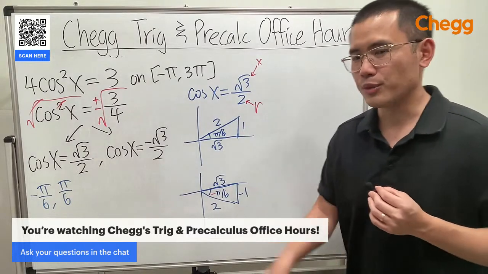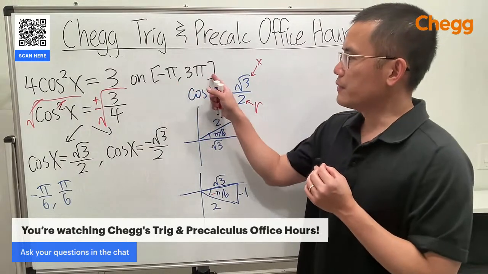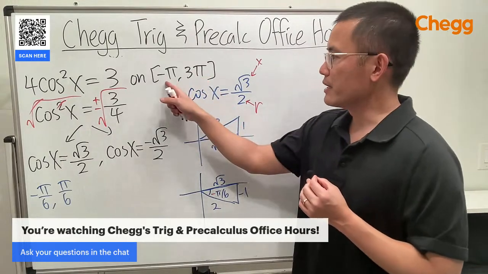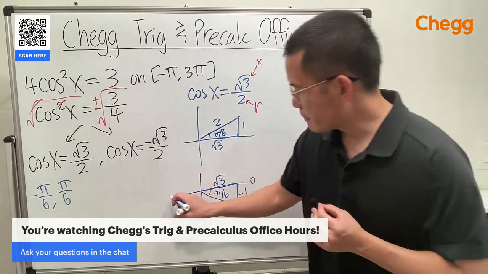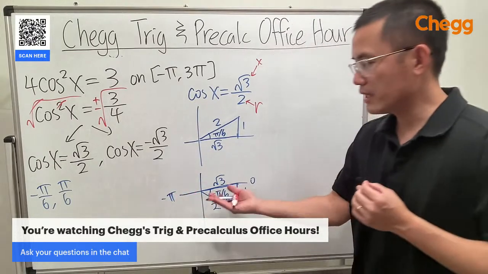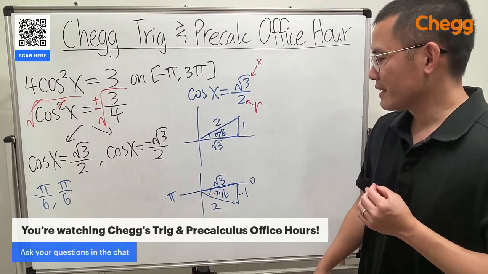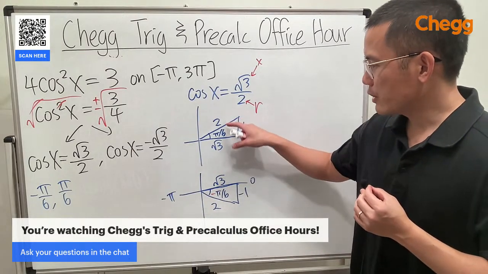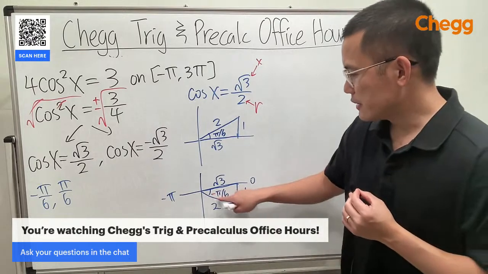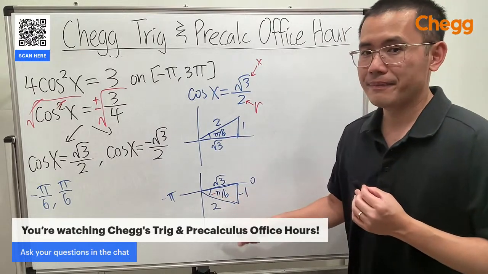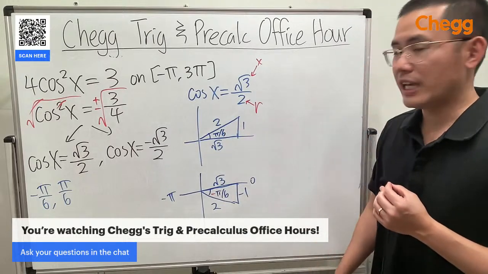Now we have to think about it a little bit, because the interval that they have is from negative pi to 3 pi. And remember, here is 0, here is pi or negative pi, depending on how you look at it. But it doesn't matter though, because the triangle is on the first and also the fourth quadrant. So this is how we can do it. This is the first negative answer that we have. This is the first positive answer that we have.